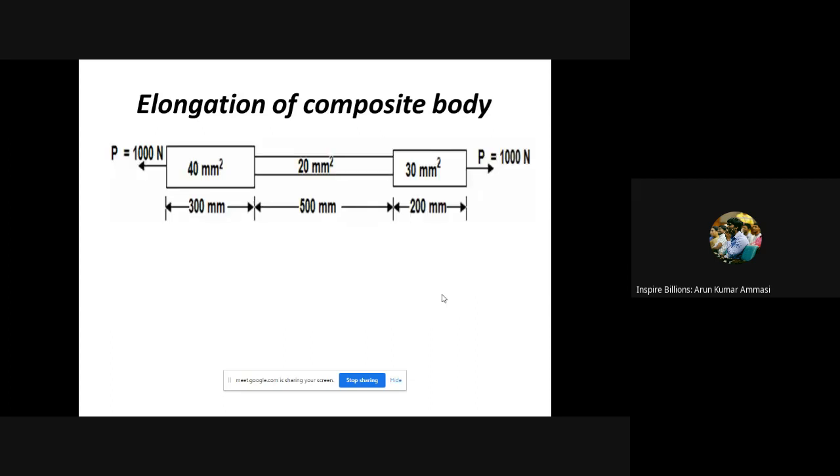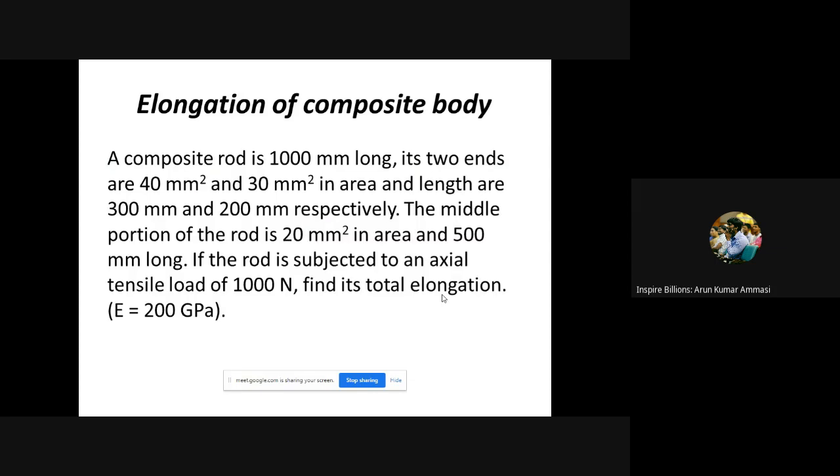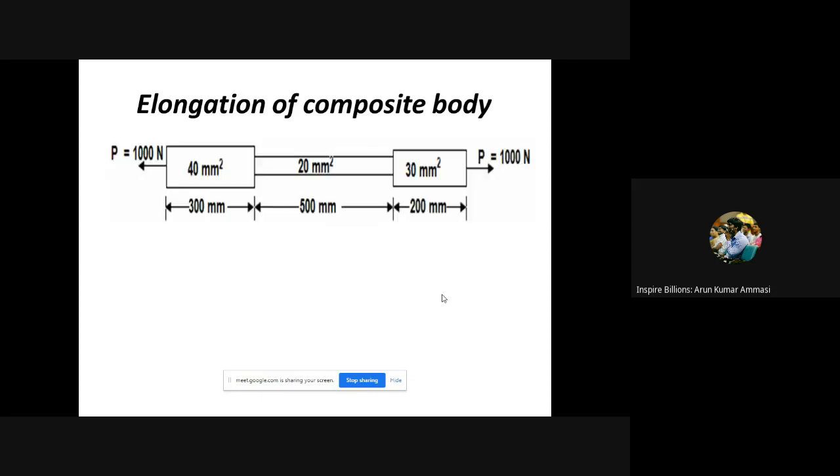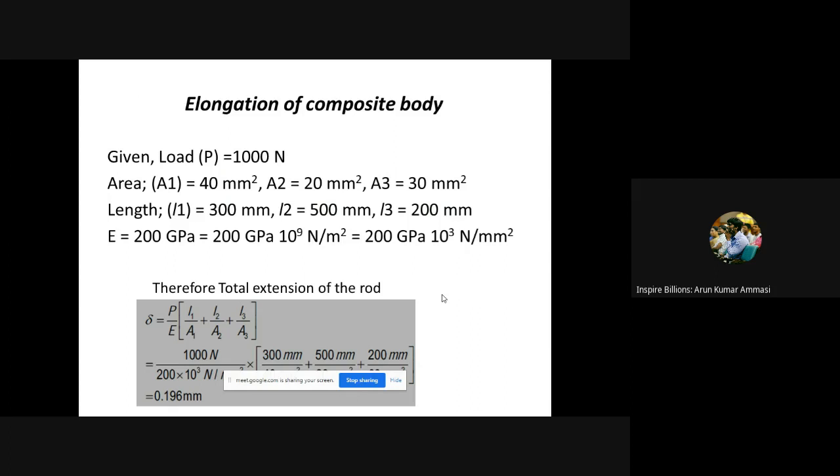Here you could see there is a tensile load of 1000 newton acting along the axis, and we are expected to calculate the total elongation given the value of modulus of elasticity. By accounting for section 1 with 40 mm square and a length of 300 mm, and section 2 with 20 mm square and a length of 500 mm, we can easily calculate this using the principle of superposition, using the relationship between the deformation and the load that causes the deformation. We cannot simply consider the complete assembly, thinking that load divided by area will give us the elongation.